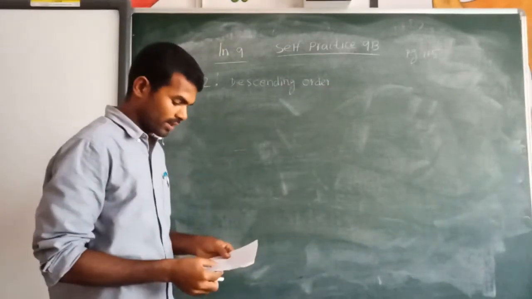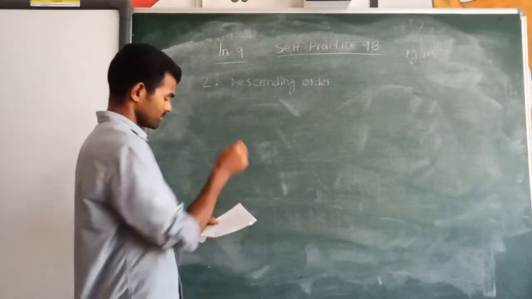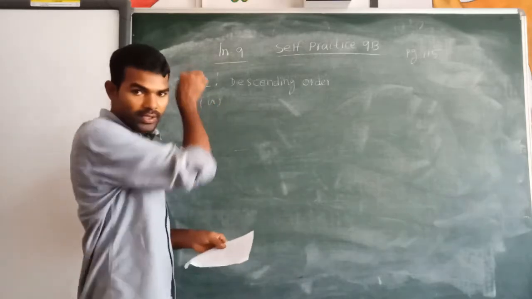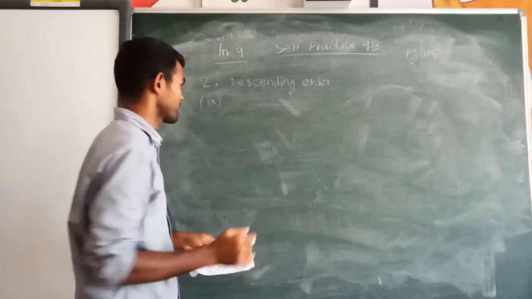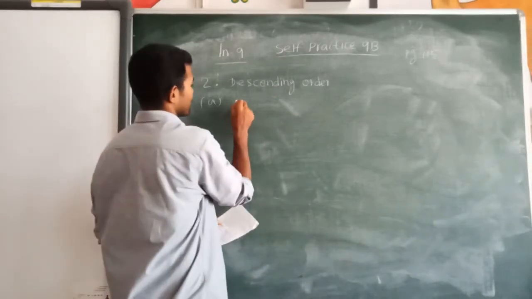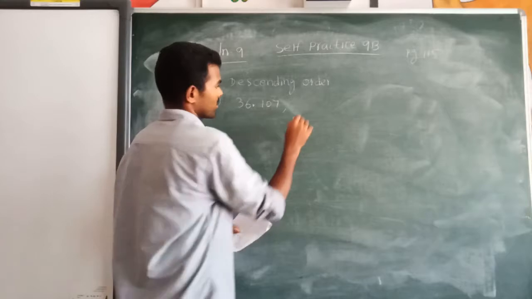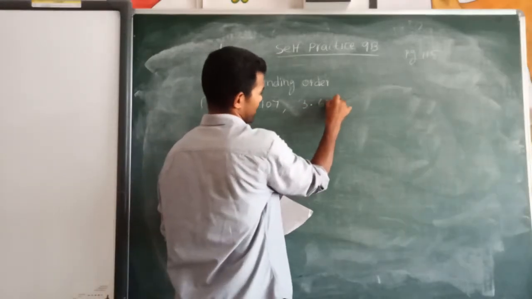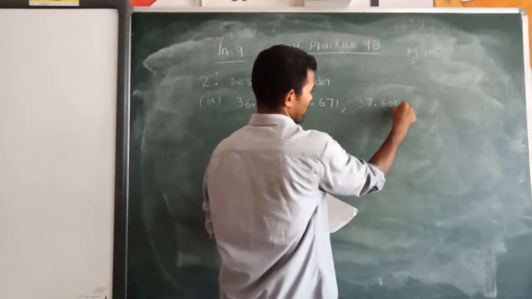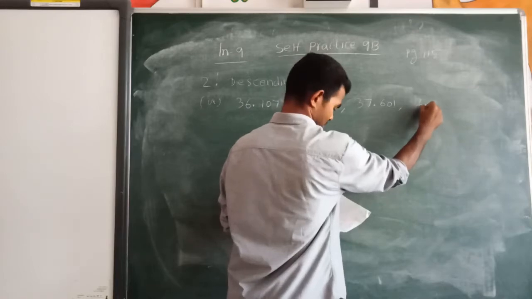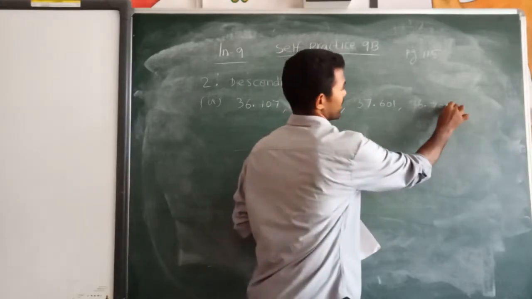Now descending order. Write the following decimals in descending order. You know descending order now? From greater to smaller, 10, 9, 8, 7, 6, okay, from greater to smaller. 36.107, 3.671, 37.601, 36.703. Children, compare it here.